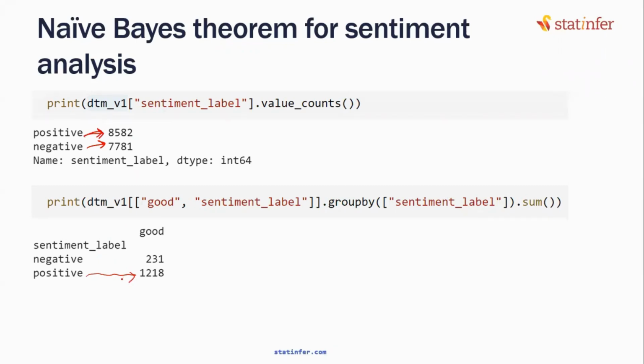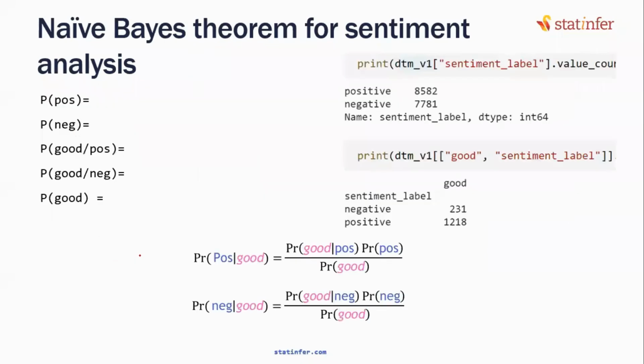Will good appear only in positive tweets, or can it appear in negative tweets as well? Is there a possibility that good has appeared in negative tweets as well? The possibility is there. Yes. So in negative tweets it may appear 231 times. Let us find the probabilities now. Bayes theorem, how does it work?